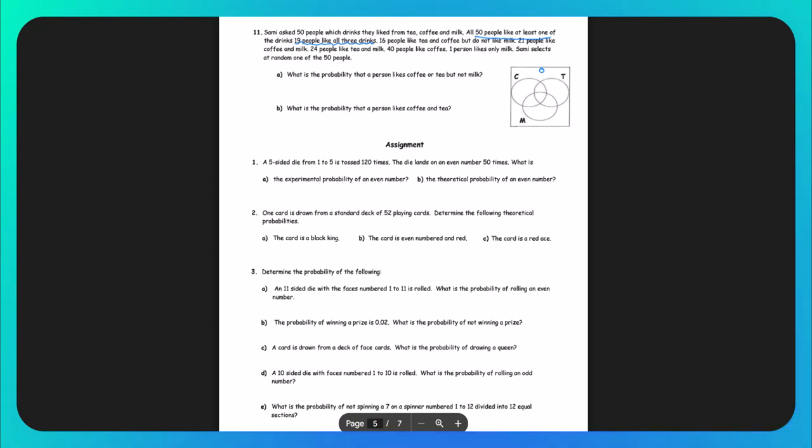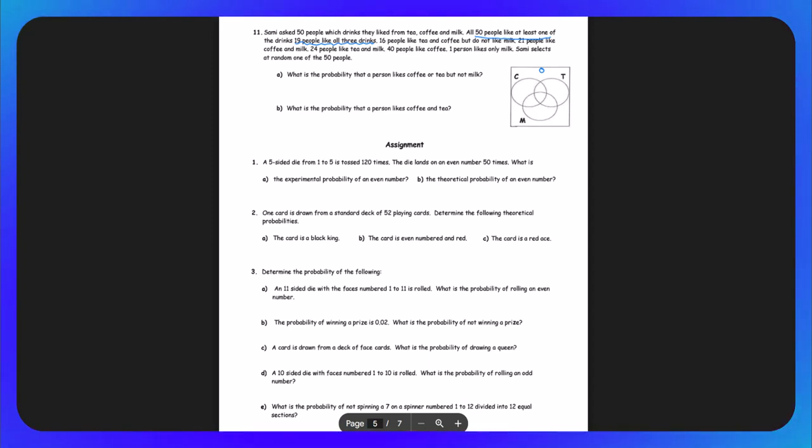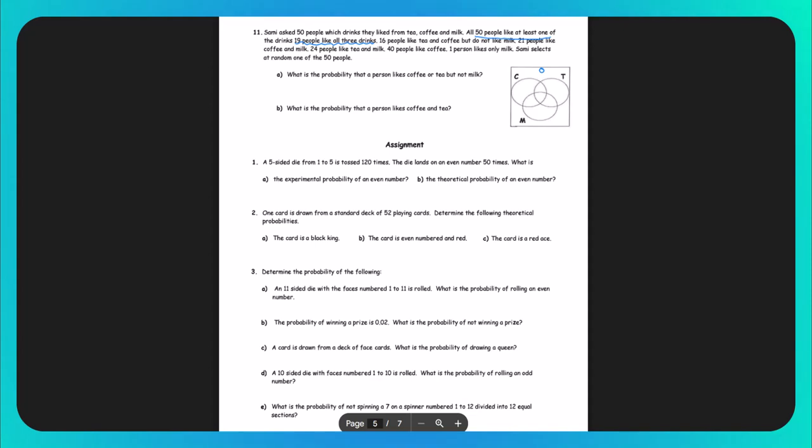24 people like tea and milk. 40 people like coffee. 1 person likes only milk. And Sammy selects 1 person at random from the group of 50 people. And it's asking us, first of all, to find what is the probability that a person likes coffee or tea, but not milk. Well, we need to fill this in first.